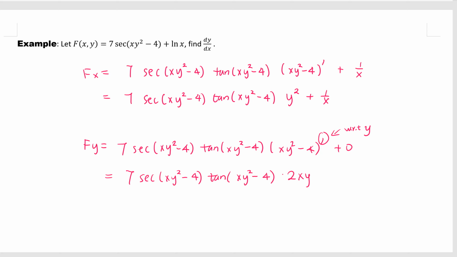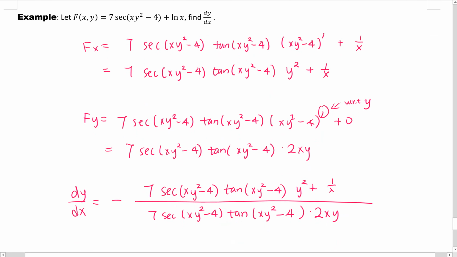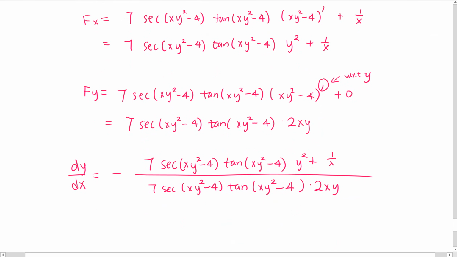And then finally, dy/dx, which is minus the first guy, 7 secant tangent y squared plus 1 over x, over the second guy we calculated, secant tangent and 2xy. You can also combine the 2 and 7 together to become 14. Okay, but it's okay if you leave it like that. So far, so good, everybody.